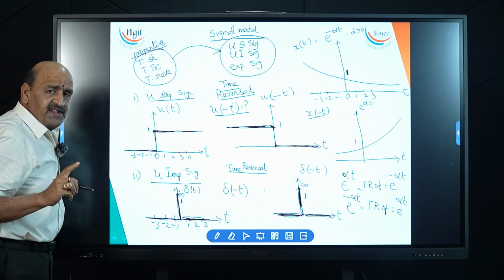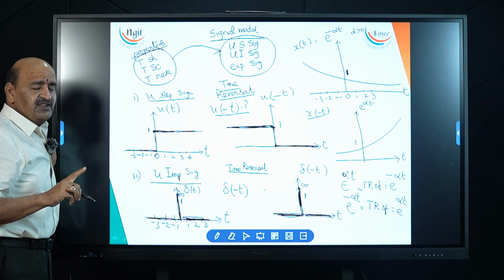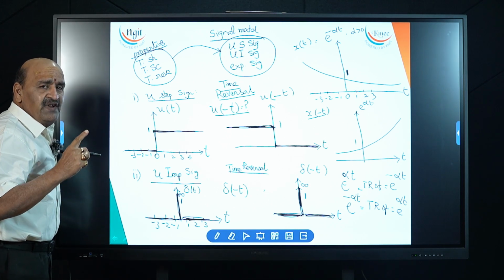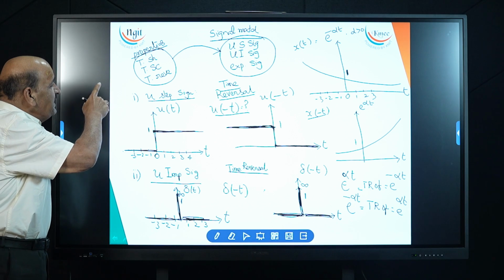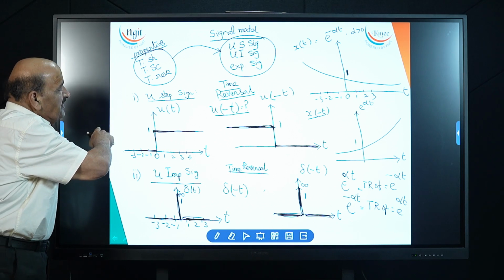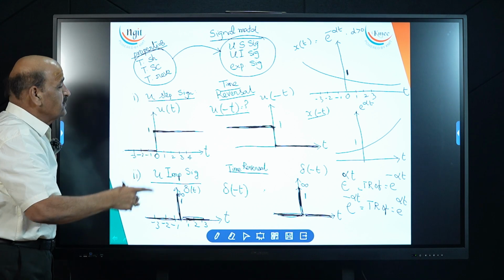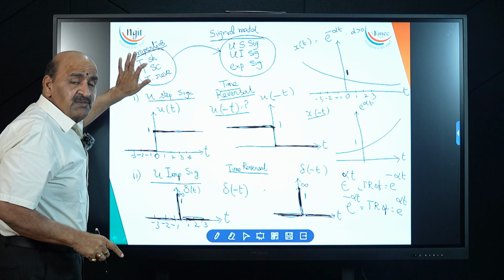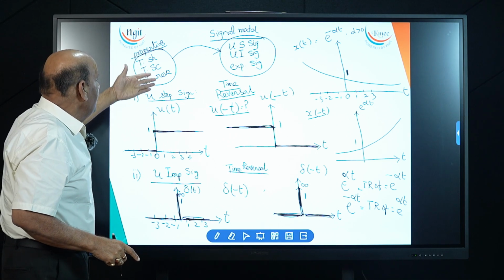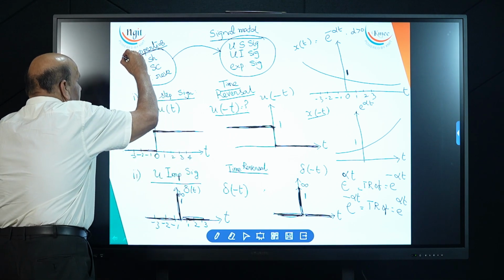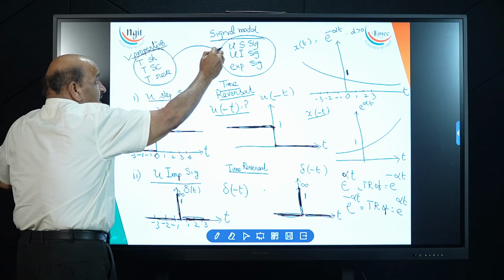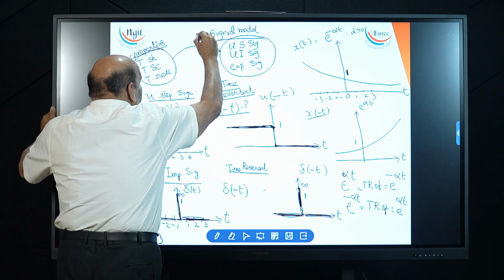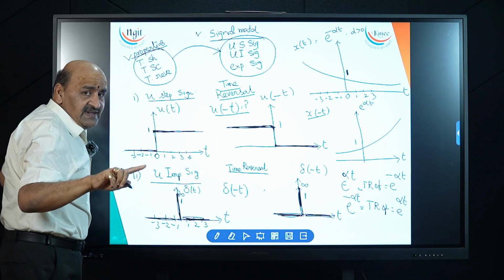That's why for everything, the sketch of the signal is very much important for making analysis on each and every concept of the signals. What is the impact of properties of signals on the different signal models? So no need to have any confusion. Time shifting, time scaling, and time reversal, all these come under the category of properties of signals. Here unit step signal, unit impulse signal, exponential signal, we call them signal models.